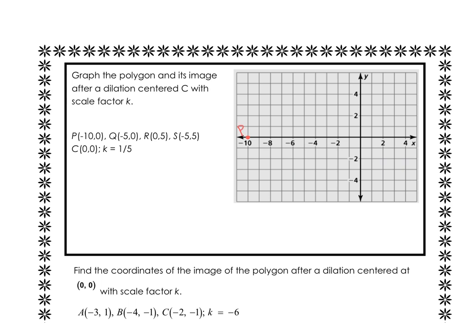Q is at negative 5, 0, so we're going to the left 5. R is at 0, 5, so we're just going up 5 since there's no first number. And then S is at negative 5, 5. So we're going to the left 5 and up 5. There's our 4 points. We're going to go ahead and connect them to make our shape.